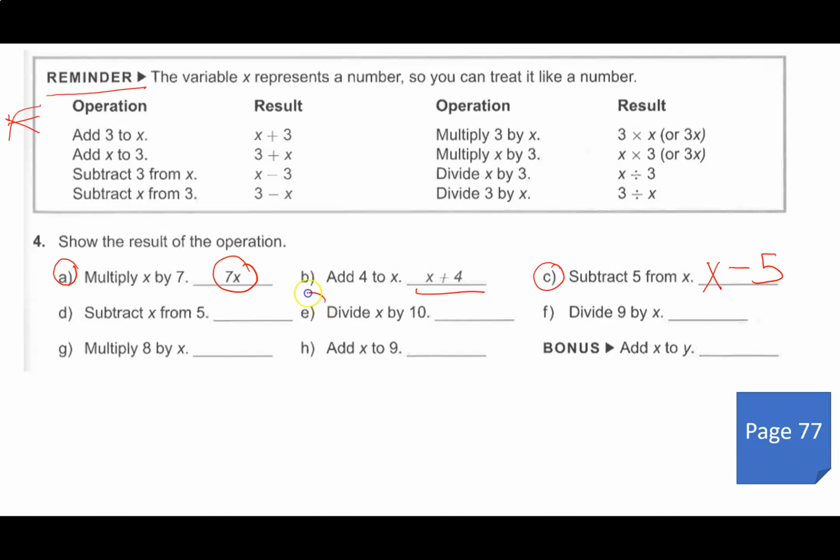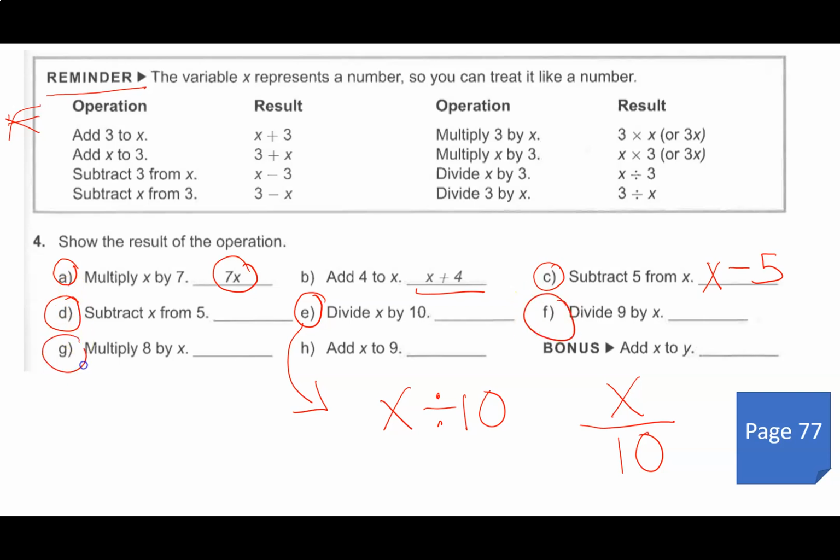I would like to try E. Divide x by 10. I'm going to write this down here where I have a little bit more room. There are a couple of ways we could write this. We could write x divided by 10, or remember there's another way to write division. We could write x with a line and 10 underneath. Both of these mean the same thing. Divide x by 10. I would like you to try the rest of these by yourself. D, F, G, H, and go ahead and try the bonus.